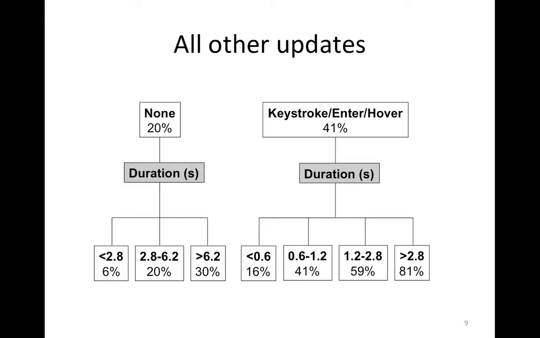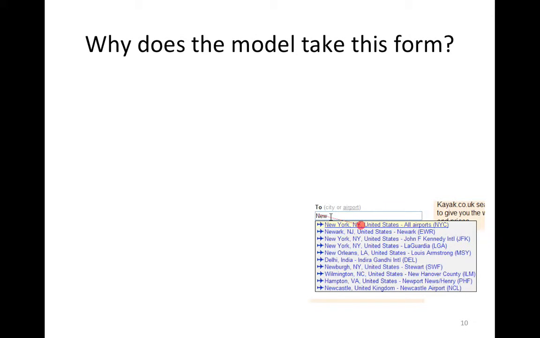With other updates, the important factor was duration. So with automatic updates and with keystroke, enter and hover-over updates, the longer the update was on the screen, the more likely it was to be viewed. So why does the model take this form?